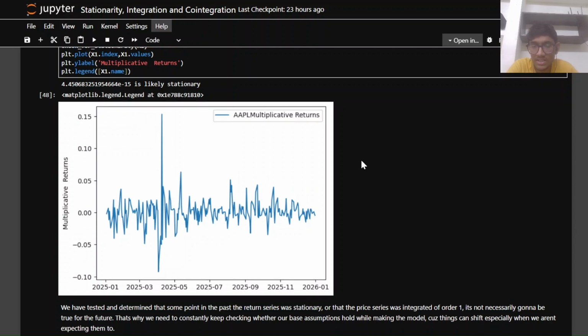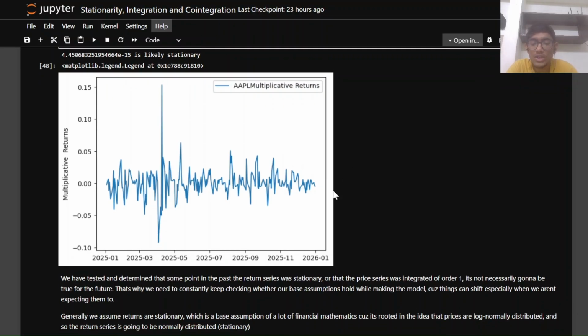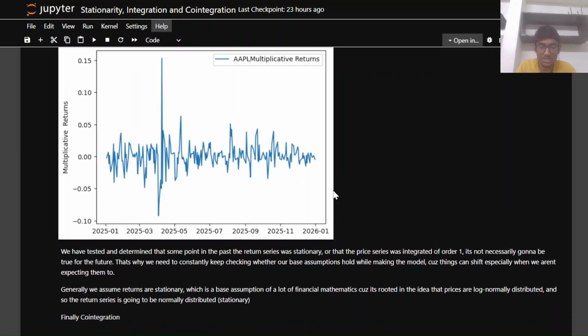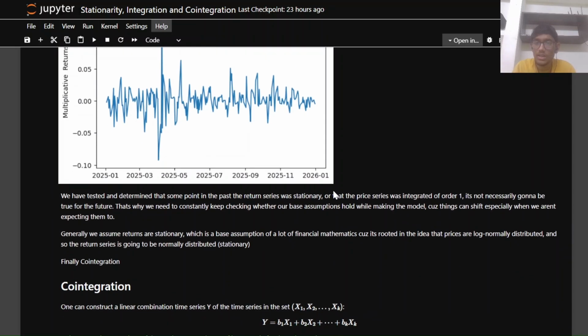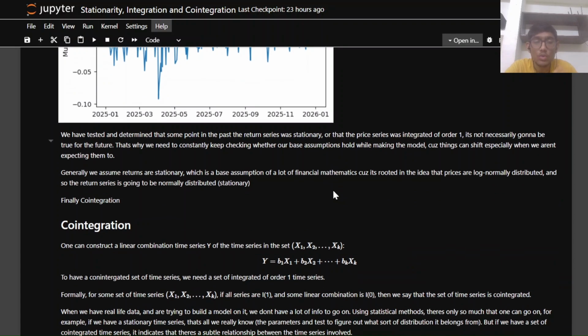Now we have tested and determined that at some point in the past the return series was stationary, or obviously the price series is I(1), but it's not necessarily going to be true in the future. So you need to constantly keep checking whether our base assumptions hold while making the model, because things can just abruptly change, especially when we're not expecting them to. In fact, we generally assume that the returns are stationary, which is the base assumption of a lot of financial mathematics, because it's rooted in the idea that prices are log normally distributed, and so the return series that you get will be normally distributed or stationary.